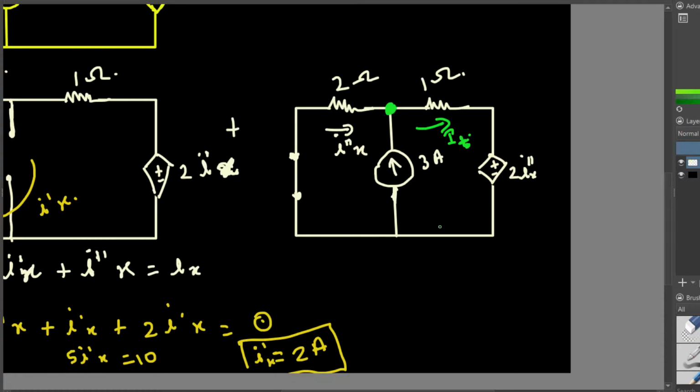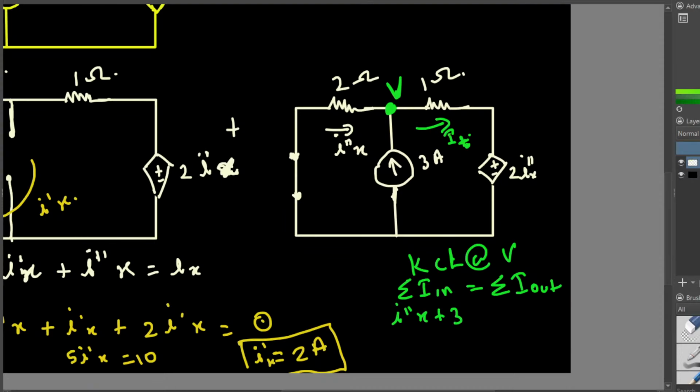So if I apply KCL at, let's call this V naught, at this node, what is the current entering here? Because KCL says the summation of current entering the node is equal to the summation of current exiting the node. So what is the current entering this node? We have I double prime X entering this node, and then we have 3 ampere entering this node. So this is 3 right here, and then IT is exiting this node.